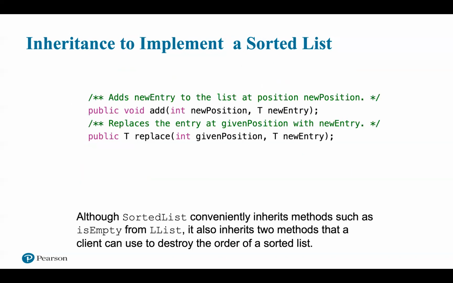There's a pitfall that we want to be careful of. The implementation contains a pitfall that is a direct result of using inheritance. Although SortedList conveniently inherits methods such as isEmpty from LList, it also inherits two methods that a client can use to destroy the order of a sorted list. And so these two methods appear in the list interface, and so we have to be dealing with those.